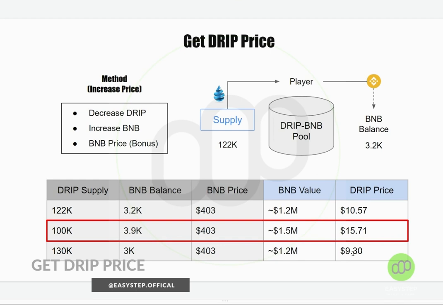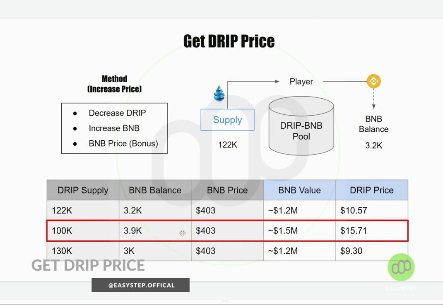And why is that? Why is this price $9.30 and this one $10.57, although they both have the same BNB value? Now, the reason the last example has a lower DRIP price is because the DRIP supply is higher. And the BNB balance, actually the BNB balance doesn't matter here, but the DRIP supply is higher. And since the DRIP supply is higher, that has given us a lower DRIP price. So in this example, we see here that it's important, if we want to have a higher DRIP price, we want a low DRIP supply and a high BNB balance.